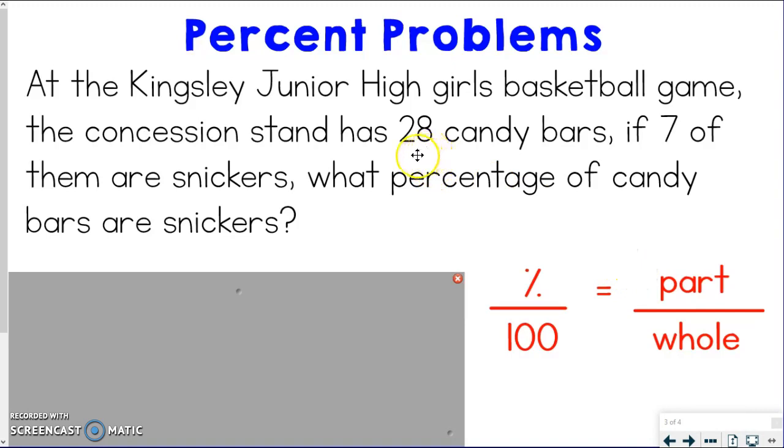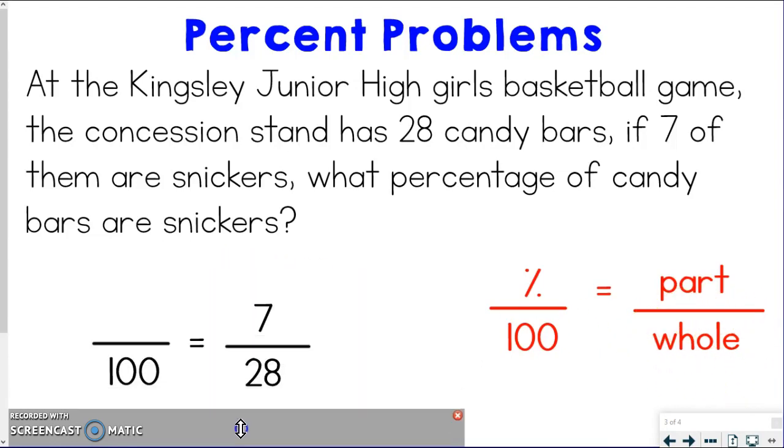And now I need to determine if the 28 or the 7 is the part versus the whole. So if it says that it has 28 candy bars, 7 of them are Snickers. 7 is the part, the top part, because those are only the Snickers candy bars. The 28 candy bars is how many they have of candy bars in general, and so that's the whole. So here's my proportion setup.